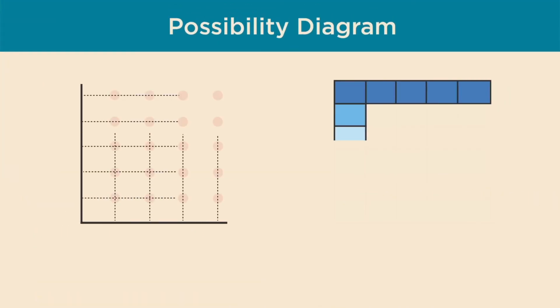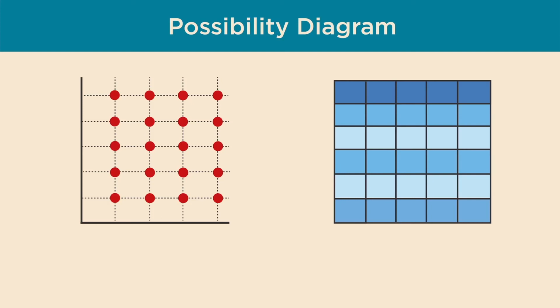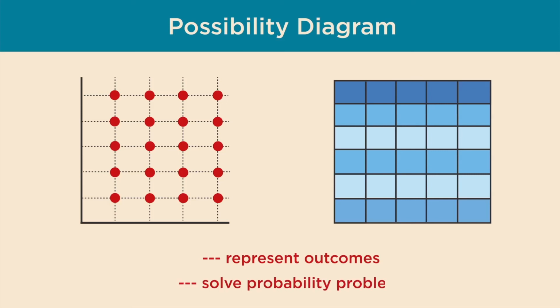To conclude, we have learned 2 different ways to draw possibility diagrams. We use these diagrams to represent outcomes and thereafter to solve probability problems. In addition, the table representation on the right is more suitable when we want to show the sum or difference between the outcomes.